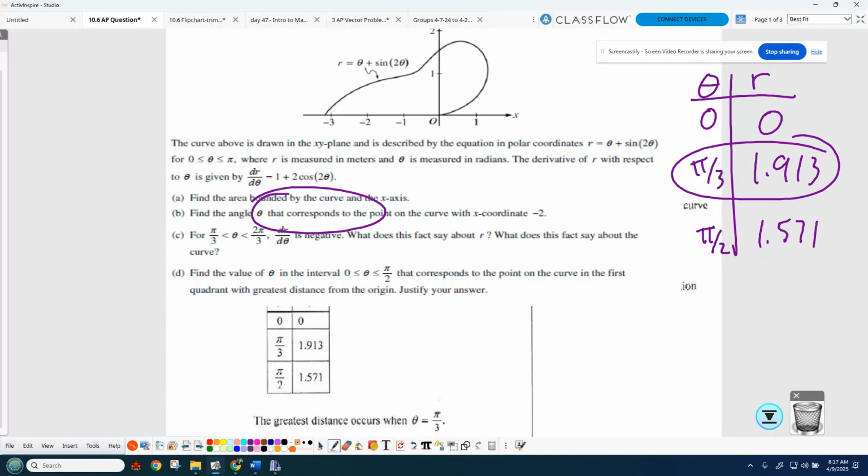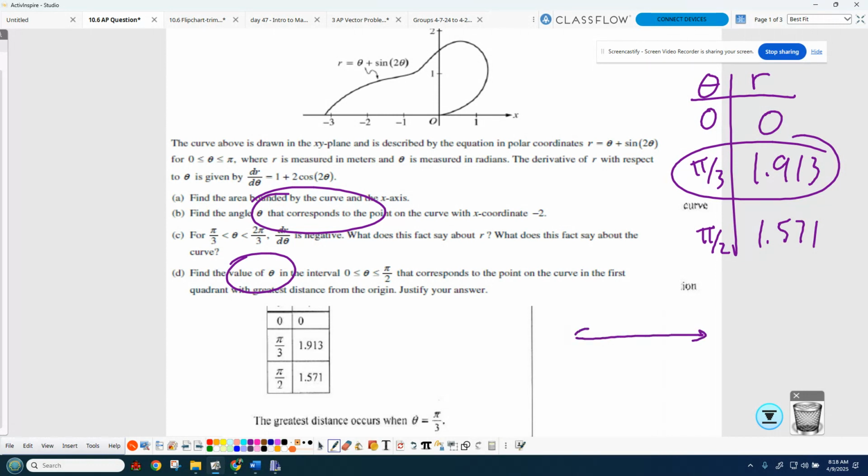Did it say find the angle or find the radius? Are we looking for when the biggest happened or what is the biggest? When? Find the value of theta. And to justify your answer, just a sec.